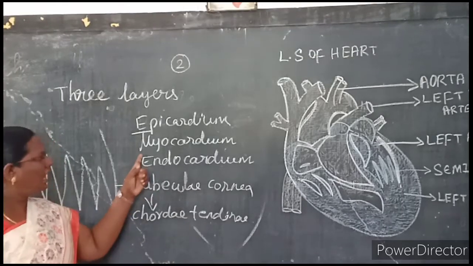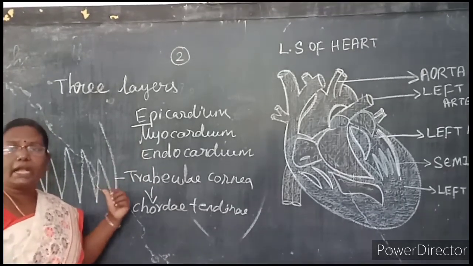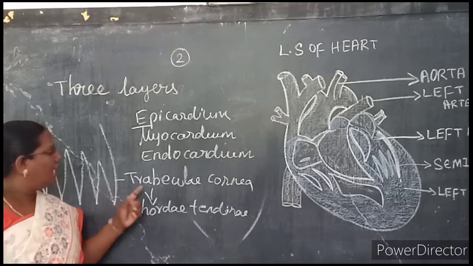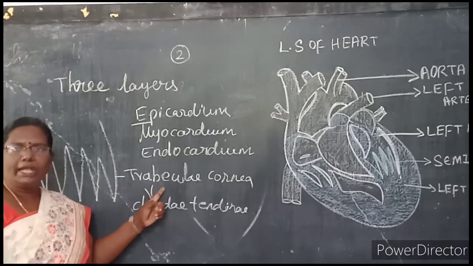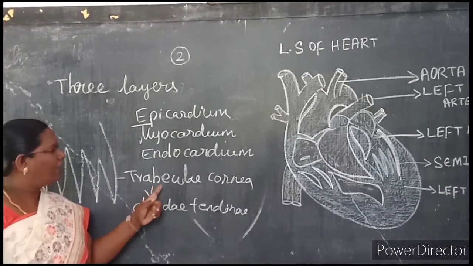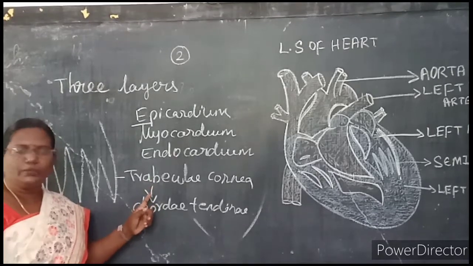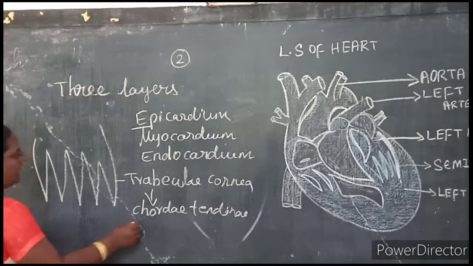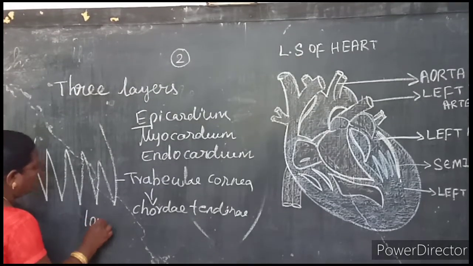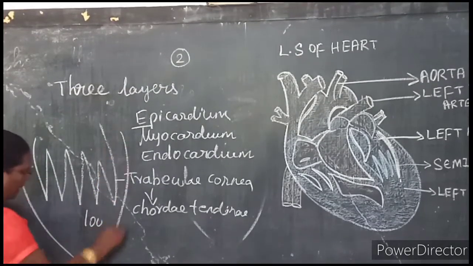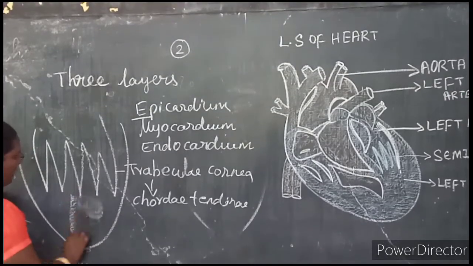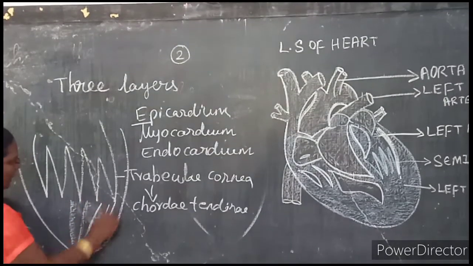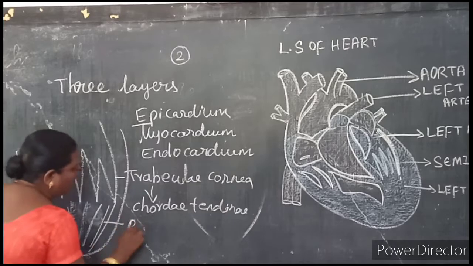The myocardium is thrown into irregular ridges or foldings. That is known as what? Trabeculae carneae. This trabeculae carneae is modified into the cardiac dendrite. This cardiac dendrite is attached to the lower end of the heart by the papillary muscles.